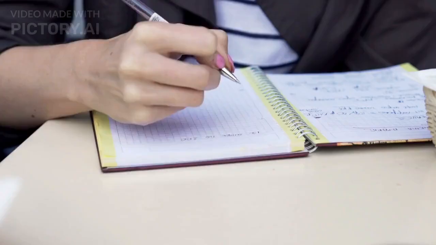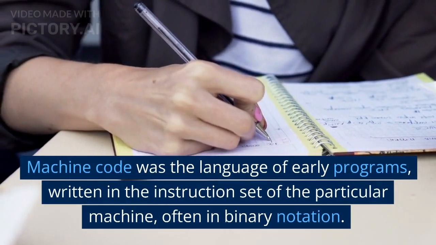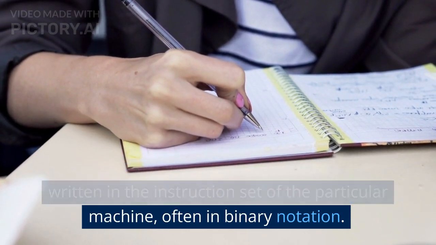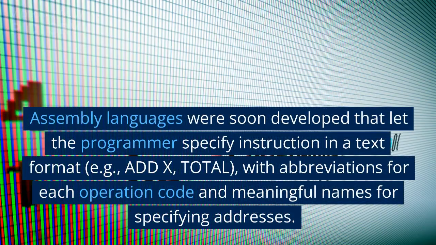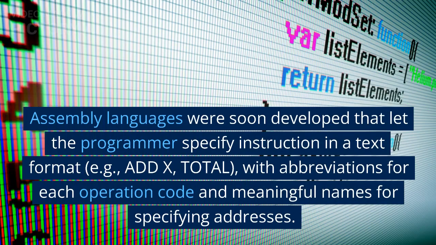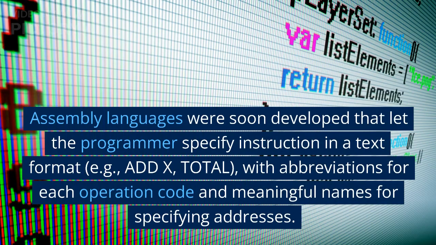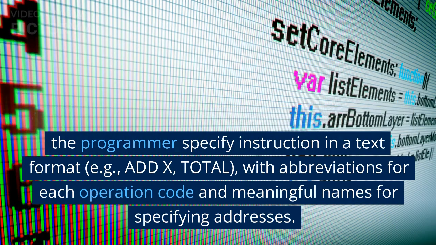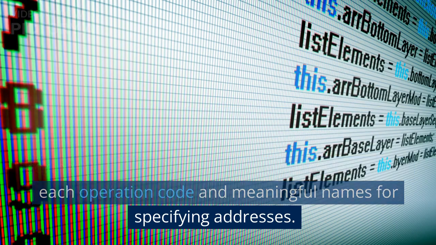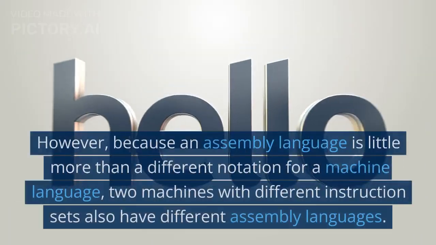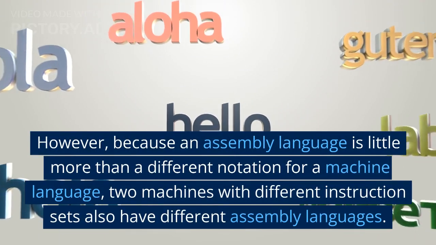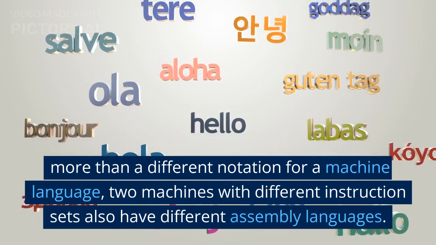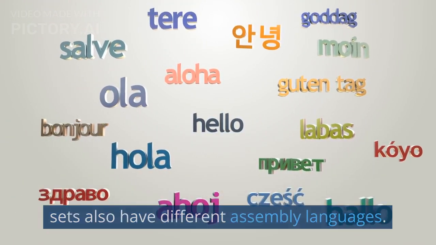Machine language. Machine code was the language of early programs, written in the instruction set of the particular machine, often in binary notation. Assembly languages were soon developed that let the programmer specify instruction in a text format, e.g., add x, total, with abbreviations for each operation code and meaningful names for specifying addresses. However, because an assembly language is little more than a different notation for a machine language, two machines with different instruction sets also have different assembly languages.